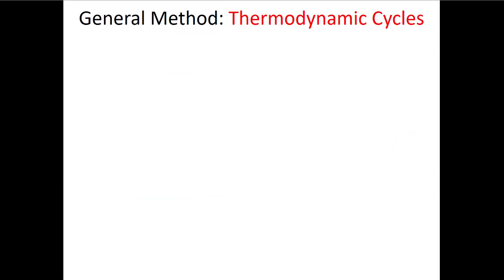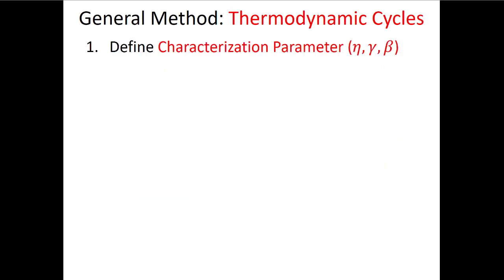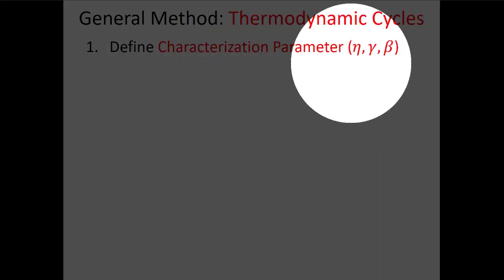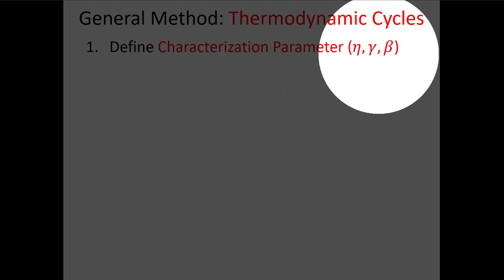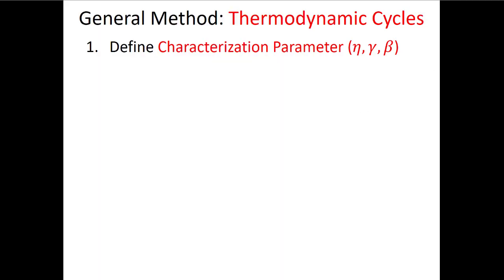Our general method for thermodynamic cycles is to first define the characterization parameter. So we're going to think about what's the energy benefit divided by what's the energy cost. Now, if it's a heat engine, we'll talk about thermal efficiency. If it's a refrigerator, then we'll talk about coefficient of performance beta. And if it's a heat pump, we'll talk about the coefficient of performance gamma. But if you don't want to remember which Greek letter goes with which, I remember beta goes with refrigerator because it looks a little bit like a capital R. But you can always just write COP for coefficient of performance.